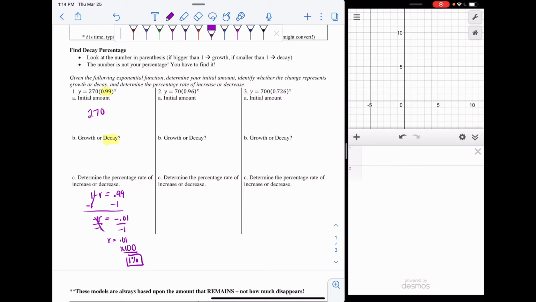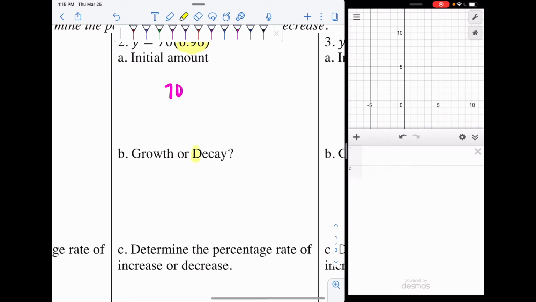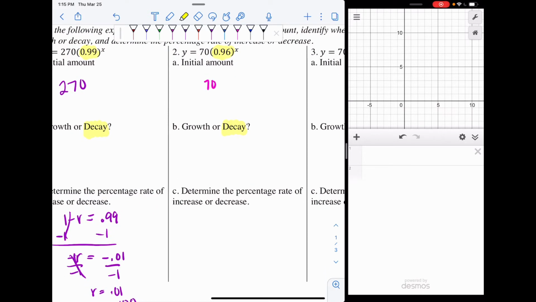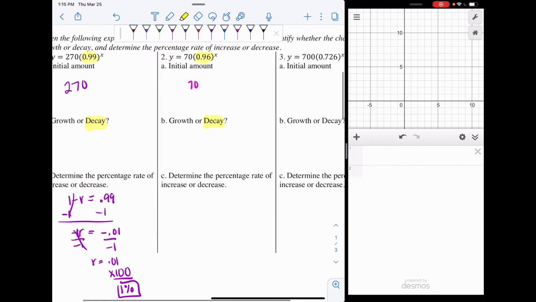All right. Now let's look at our next example. I have y equals 70 times 0.96 to the x power. The number hanging out by itself, attached to your parentheses, is still your initial amount. So my initial amount is 70. Now I look at the number on the inside of my parentheses, 0.96, and this is an example of decay because it is smaller than 1. Now I determine the percentage rate of decrease. I know it's decay, so I'm going to do 1 minus r equals that inside number. So 1 minus r equals 0.96.